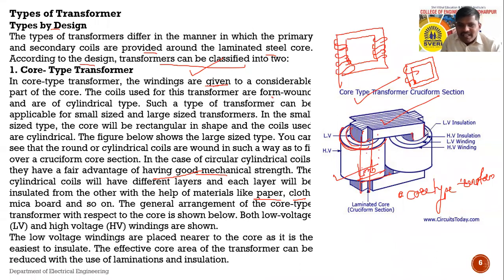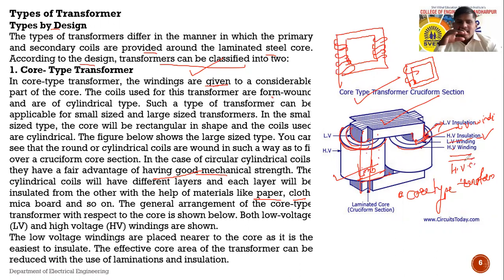Around this core strip, some insulation, that is LV insulation, can be provided. Above that insulation, this part is the LV winding. Above the LV winding, again there is insulation, which we can call HV insulation. And above the HV insulation, the HV winding is wound.